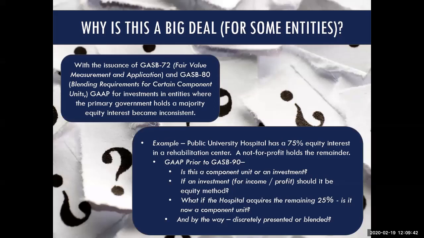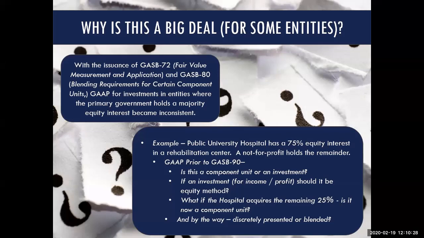So why is this a big deal? It became a big deal due to the issuance of GASB 72, Fair Value Measurement and Application, which was followed closely by GASB 80, Blending Requirements for Certain Component Units. Based on the provisions of those two standards, GAAP became inconsistent, especially in the case of closely related entities to tribal governments, economic development, public housing, public education entities with foundations or research and development entities, or in other governments that may have close to not-for-profit or even for-profit operations.